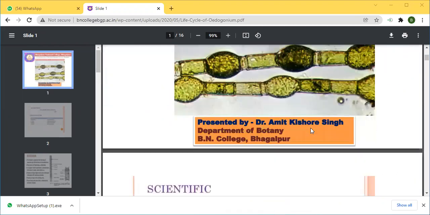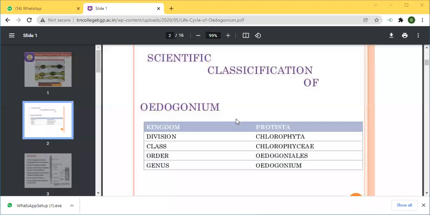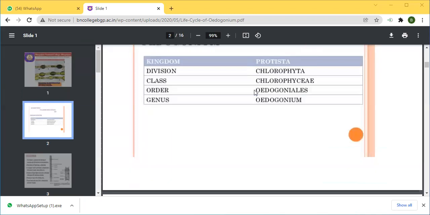See here, the systematic position of Oedogonium. This is the systematic position or classification of Oedogonium. What is the classification? The class is chlorophyceae, order Oedogoniales. The genus name is Oedogonium. This is the classification. Yes or no, girls? Yes, madam. Classification is more important in your theory and practical. That's why you should learn it by heart. The classification is also very important. And this is the classification.